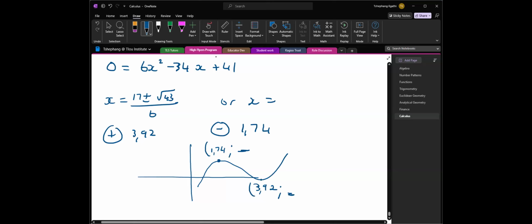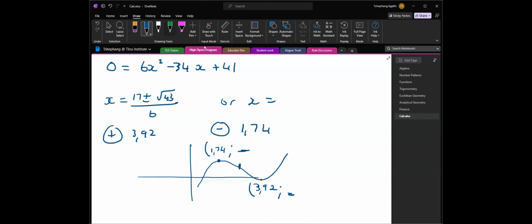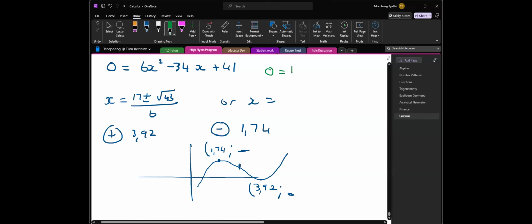Then we're not done. We also need to find the point of inflection. And that's the easiest one because you differentiate again. Let's do that. 0 equals 12x minus 34, so 34 equals 12x, divided by 12, so x is 17 over 6. And that is the value of x at the point of inflection.